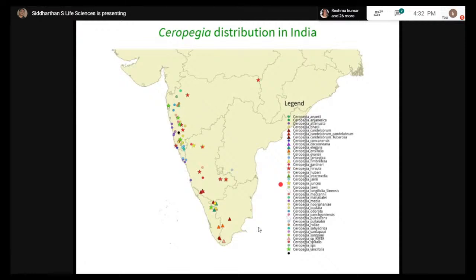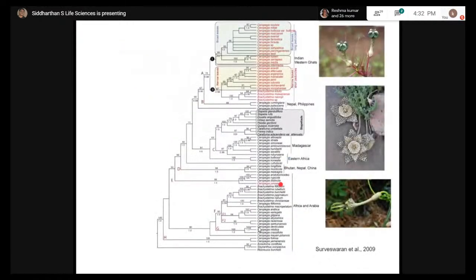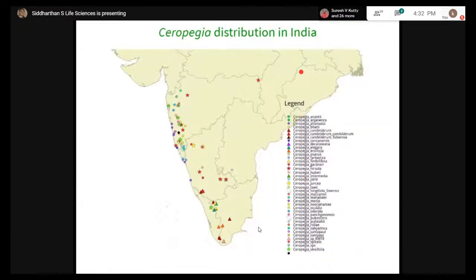So in this tree, what was missing was that the sampling was mostly in the Northern Western Ghats, and we didn't have more sampling from the Southern Western Ghats. And we wanted to understand what is the biogeography of the Indian variation of Ceropegia. So I collected more samples for the next project.